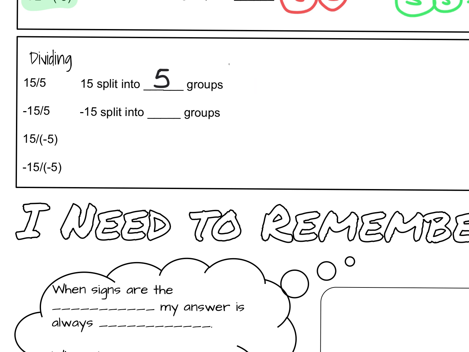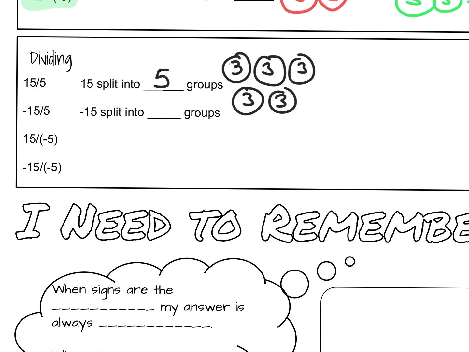And we know that 15 split into 5 groups would mean that there are 3 in each group. In this case, it would be a positive 3. So 15 split into 5 groups gives us an answer of positive 3 in each group.